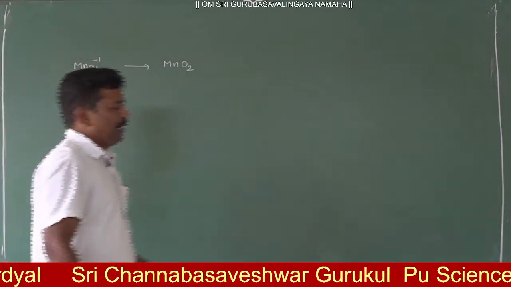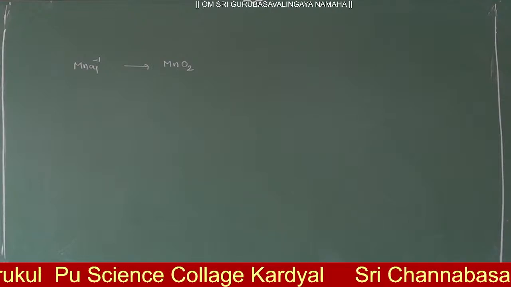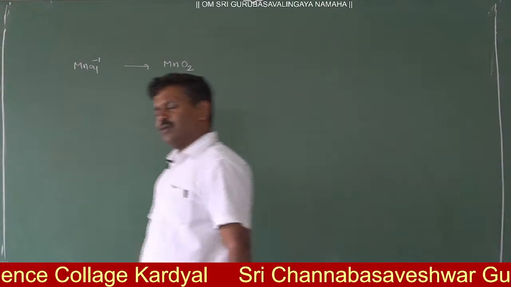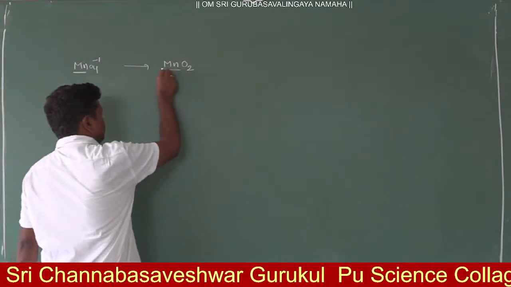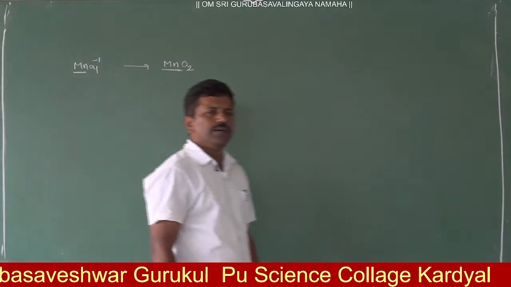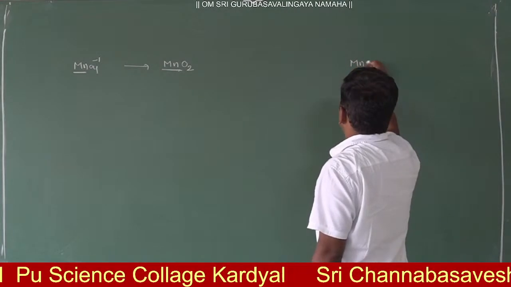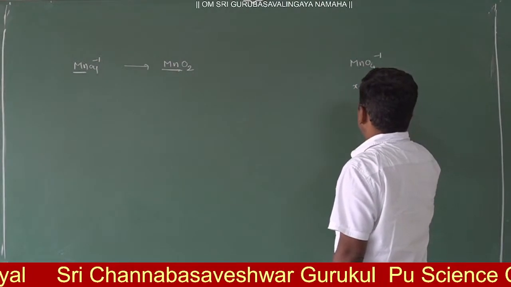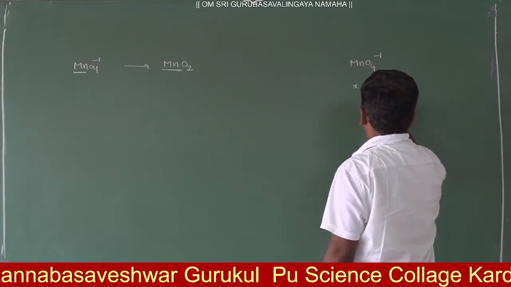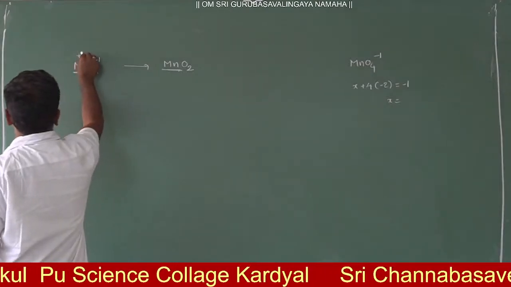Okay, write this equation. MnO4 minus gives rise to MnO2. Whether the reaction is oxidation or reduction, we have to get. To identify that, we should get the oxidation states of the central metal atoms. In MnO4 minus, Mn, make it as X plus 4 into oxygen minus 2. Overall X is equal to plus 7. So in MnO4 minus, Mn oxidation state is plus 7.